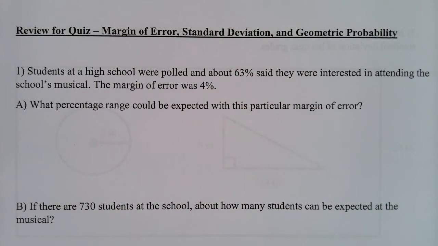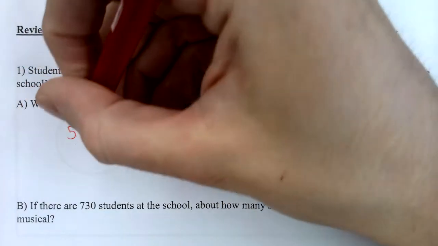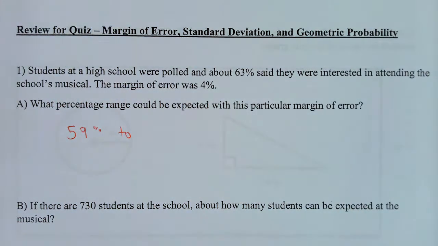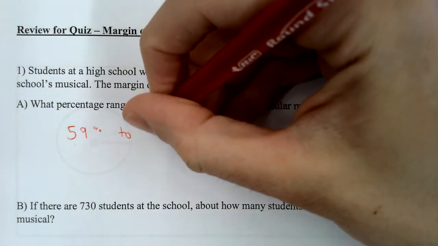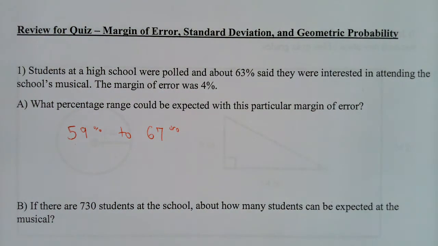So 63 minus 4 gives you 59%. And then 63 plus 4 gives you 67%. Okay, so that is the percentage range that you can reasonably expect to attend the musical.